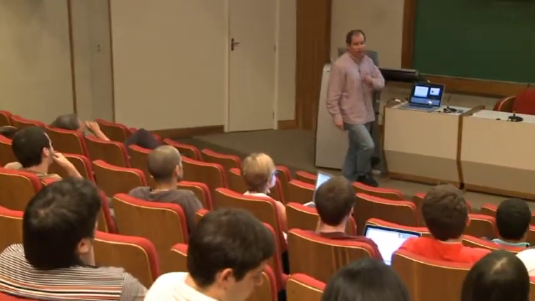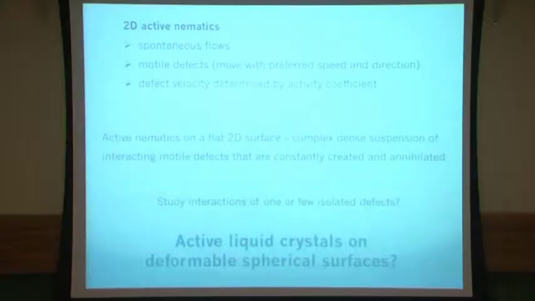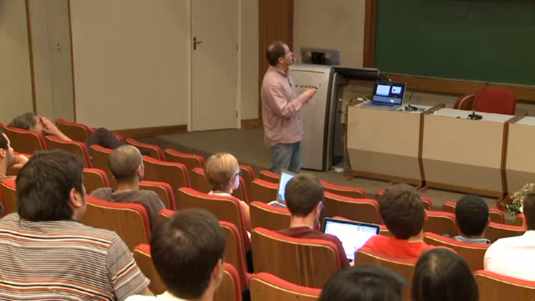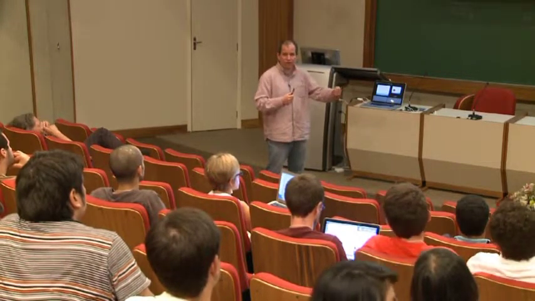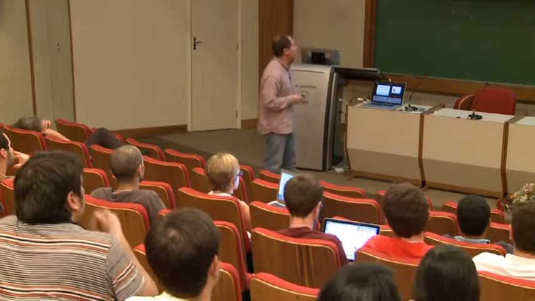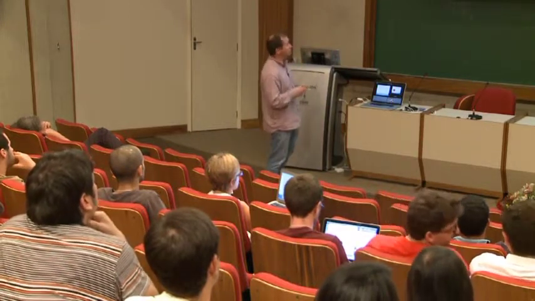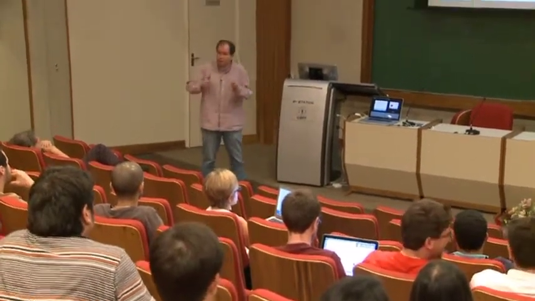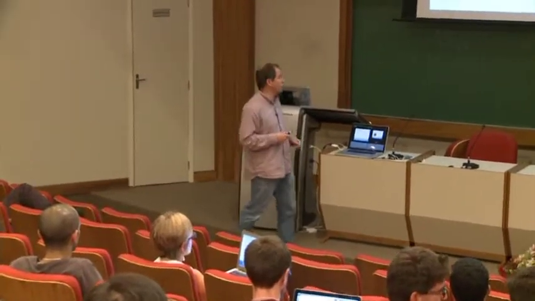All right, so as you've seen from this conversation, 2D active nematics are very complicated. You have the spontaneous flows, and even the experts don't fully understand them yet. You have these motile defects, and it's this dense soup of defects that interacts via long-range hydrodynamic interactions. They move preferentially, they exist for a finite time, they're created, they die, and so it's a complicated thing to model. So what we wanted to do is make something simpler: can you make a system where you just create one or two defects and study it?